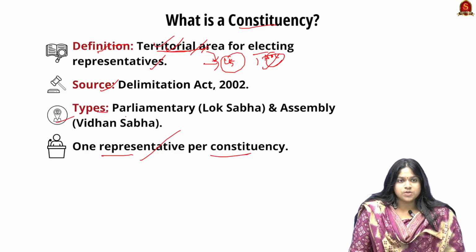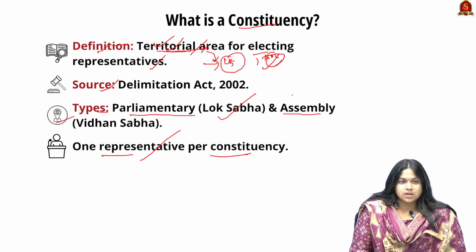The types of constituency can be divided as parliamentary, that is for the Lok Sabha, and for the state legislative assembly, that is the Vidhan Sabha.